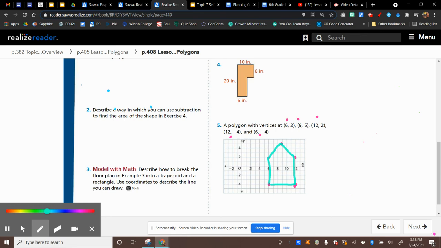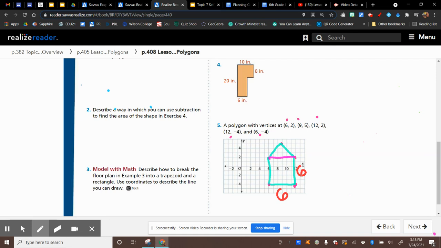So you can decompose the shape however you want. I see this shape. I see a triangle and then a rectangle down here. So I'm going to now label the measurements. I'm going to start with the rectangle. So if I'm at from 6 to 12, I know that that's 6 units. And I'm here -4 to 2, so that is also 6 units. So that actually is a square, 6 by 6.